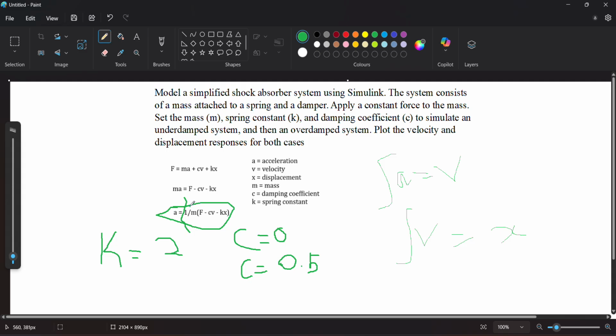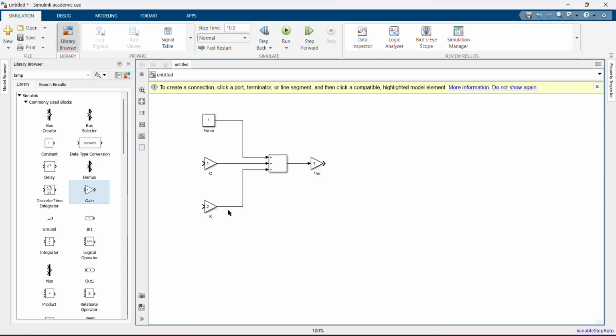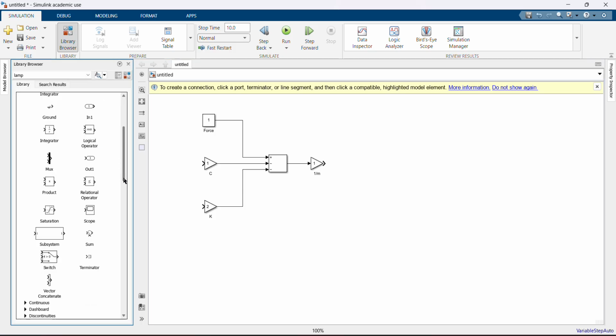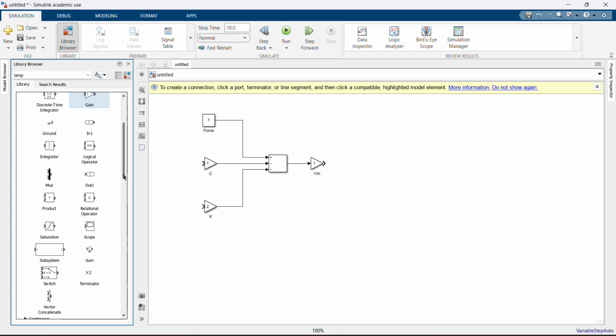And what is the value of this equation? The output of this equation is an acceleration. So the output which we get from this port is an acceleration. Like I said, we need velocity and displacement. So to get velocity and displacement from acceleration, I am going to integrate this acceleration using an integrator block.